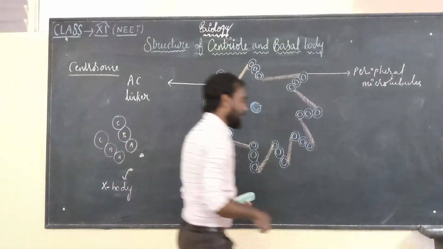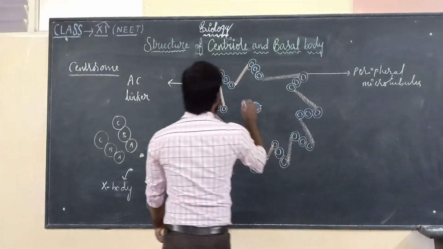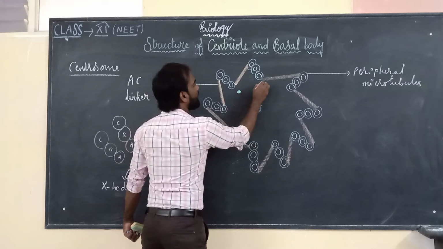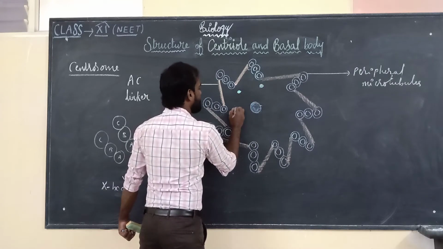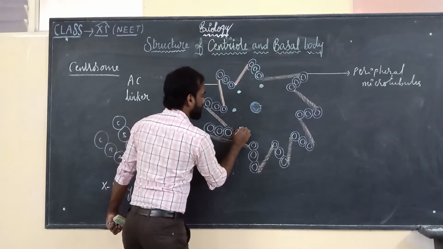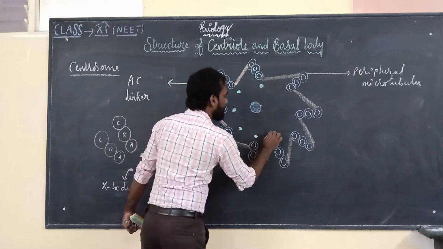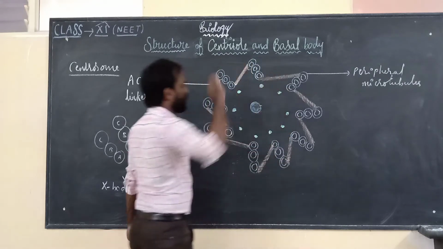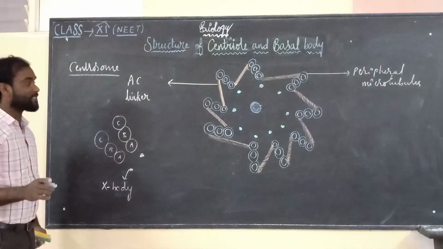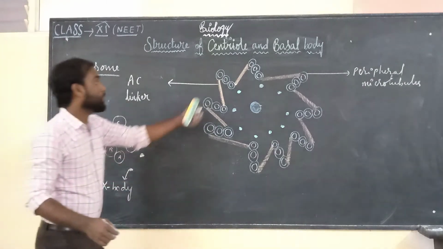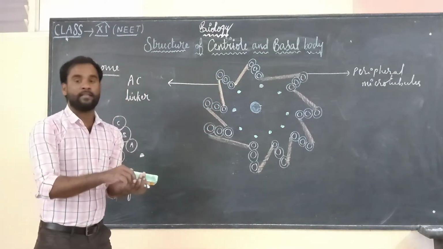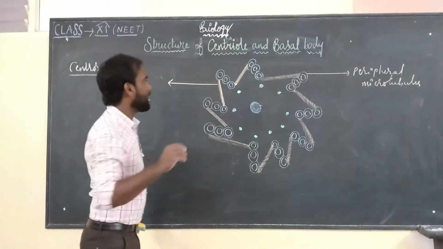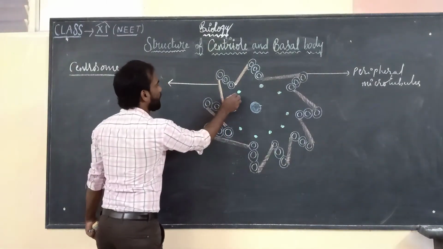Now let us see in the diagram. This is X body. X body, X body. Where is the X body present? X body is present beneath the A submicrotubule. So this is called X body. Now just I will bring here.